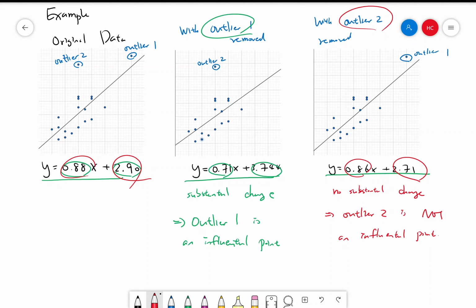Sometimes rather than saying whether a point is influential or not, we can say it in relative terms. So instead of saying outlier 1 is an influential point and outlier 2 is not, we can say outlier 1 is more influential than outlier 2, because we know for sure outlier 1 changes the least square line more than outlier 2. So sometimes it's better to speak in relative terms. So that's it for section 7.4.